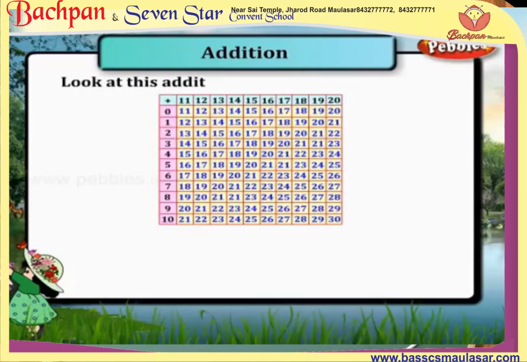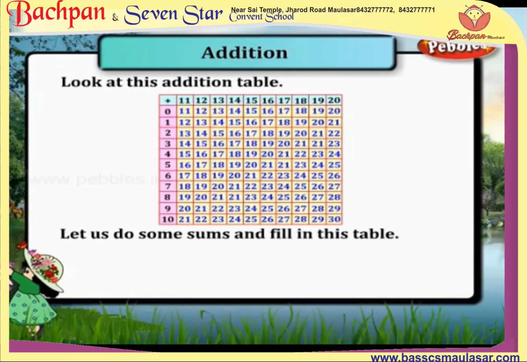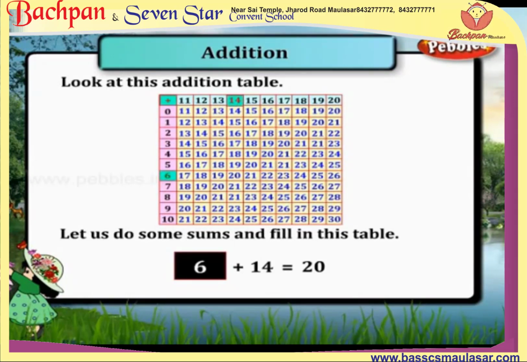Look at this addition table. Let us do some sums and fill in this table. 3 plus 15 is equal to 18. Dash plus 14 is equal to 20. Find out from the table. It is 6 plus 14 is equal to 20.